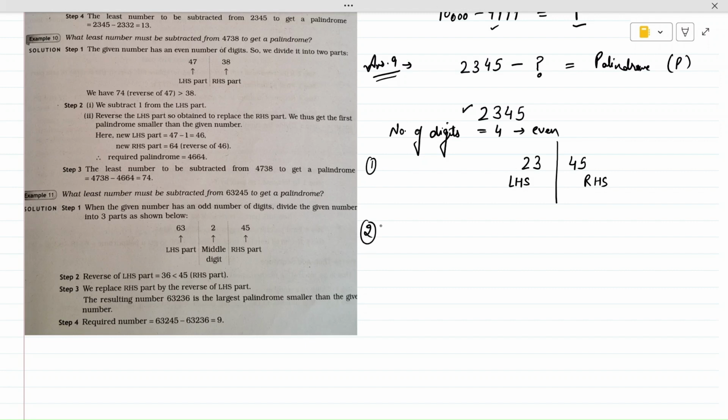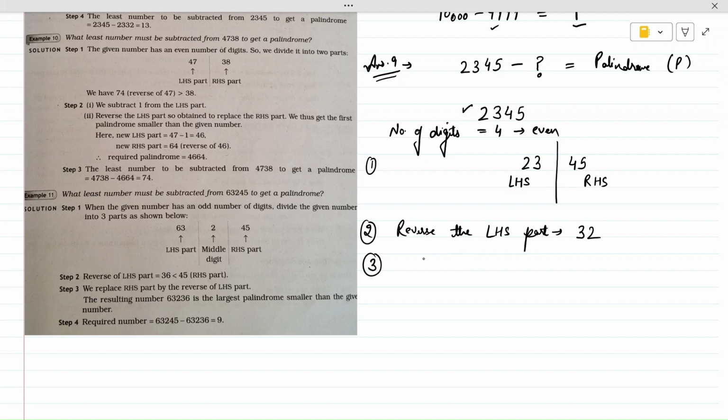Now what is step 2 here? We have to reverse the LHS part. Okay, so if I reverse this part 23, I will get 32. Reverse the left hand side part. So on reversing the digits of the left hand side, I am getting 32 here. Okay, now third step. What is the third step?